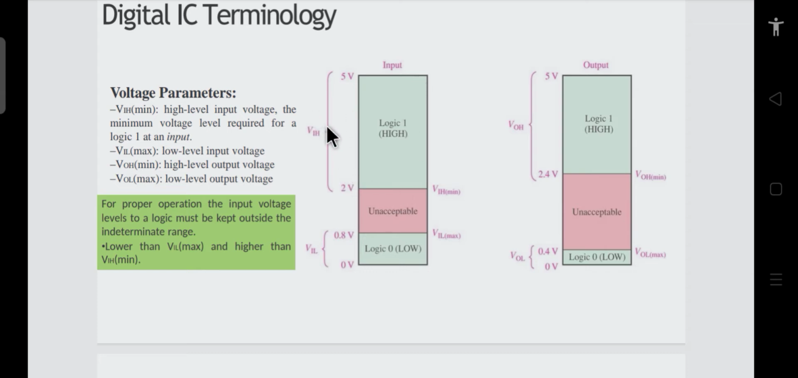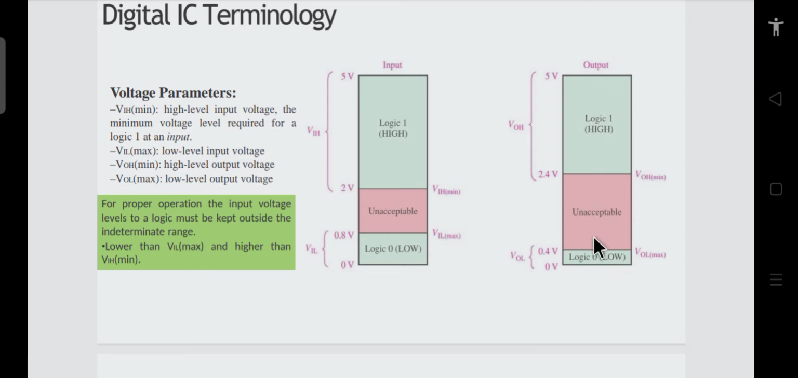On the 3 volts, 5 minus 2 is 3. So VIH is equal to 3. But it doesn't mean that if VIH is equal to 3, then the output VOH will also be equal to 3. It can be something else also. Similarly, it is not necessary that VOL will be equal to VIL. It can be different as well.